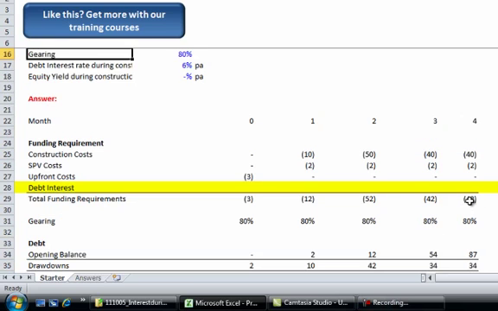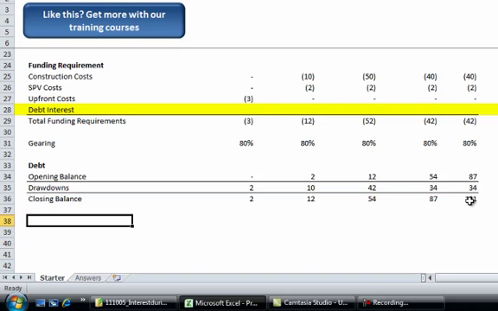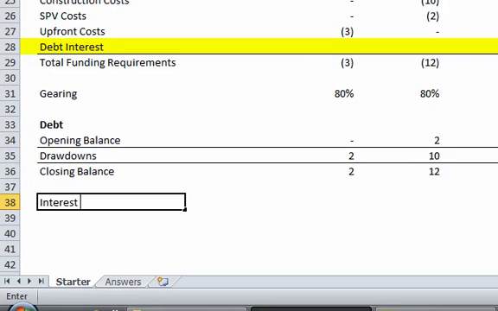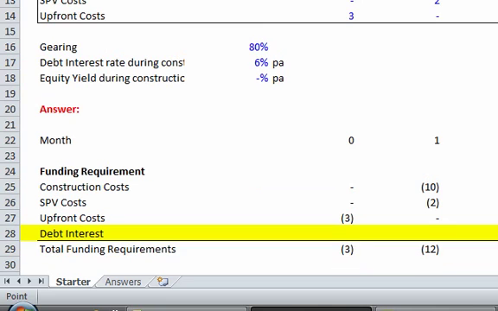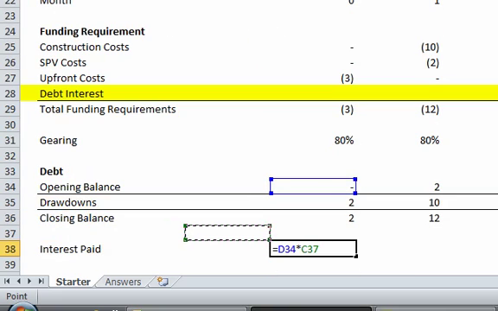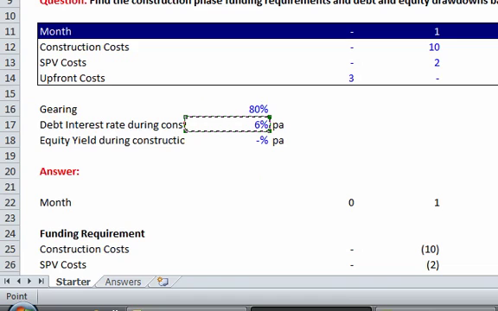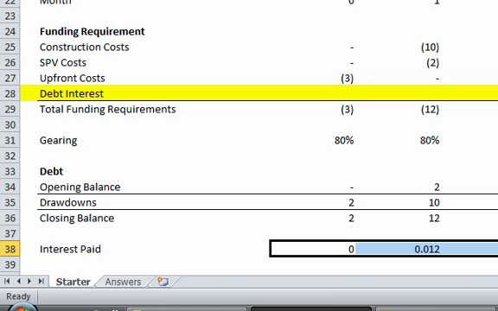Alright, so after that we want to find our debt interest, so we'll put in interest, and it could be interest paid or accrued. In this example, we're not differentiating between what's accrued and what's paid. So what we're going to do here is simply go equals the opening balance times. An important assumption about this, and this happens in most project financing, is that the drawdowns occur at the end of the period, so they accrue no interest on that balance. So it's only the opening balance we need to take into account, times the interest rate, and then divided by 12 because we're working in months. So that's a pretty simple calculation.